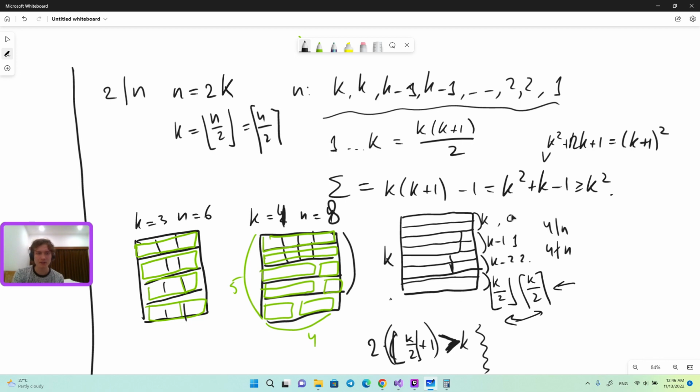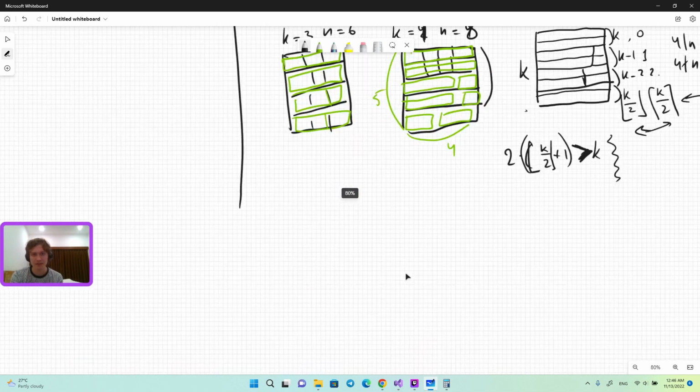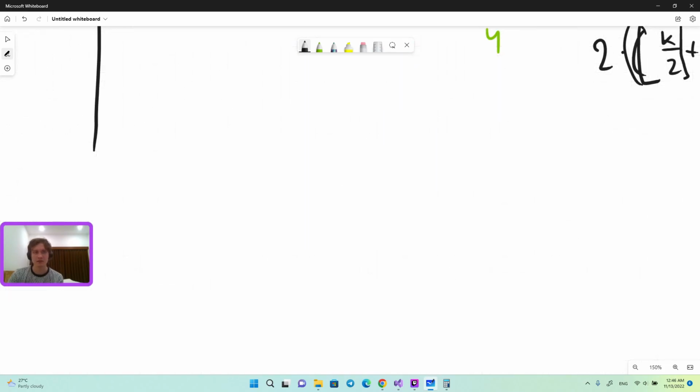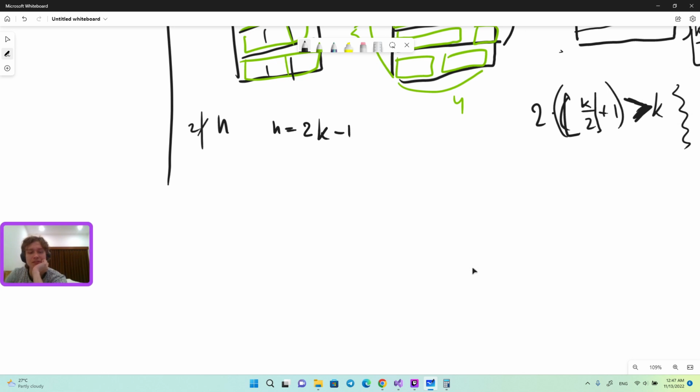So what about odd n? What about the case when the n is odd? So n equals 2 times k plus minus 1. Let it be minus 1. It is more comfortable for us. So what can we do there?